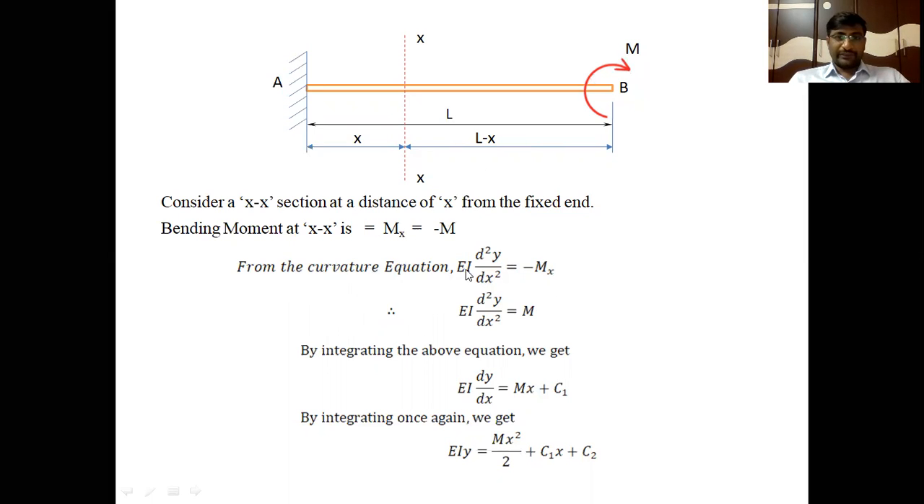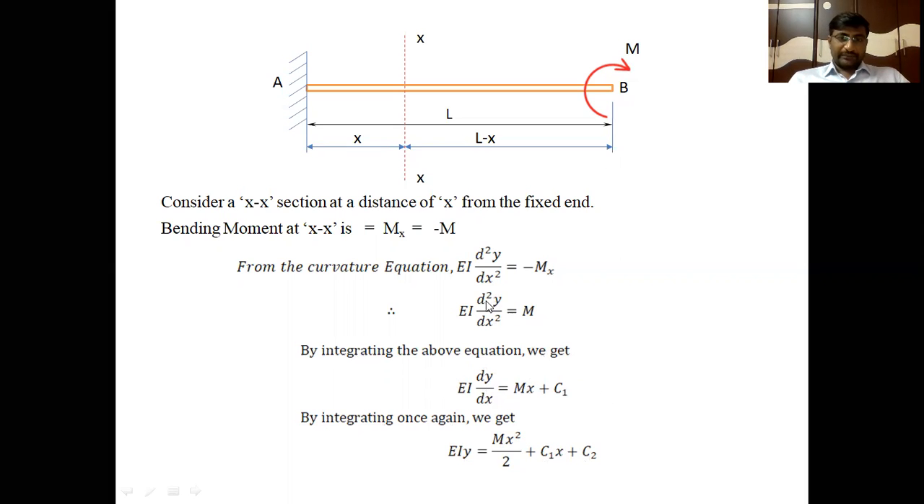So from the curvature equation, EI d square y by dx square is equal to minus Mx. In place of Mx, we substitute minus M. Minus minus cancel, plus M, EI d square y by dx square is equal to M itself. Upon integration, EI dy by dx is equal to Mx plus c1, where c1 is the integration constant. Integrating once again, EI y is equal to Mx square by 2 plus c1x plus c2, another integration constant.